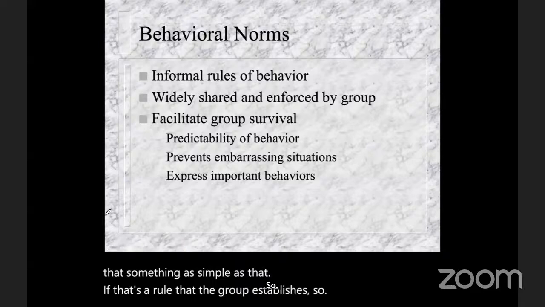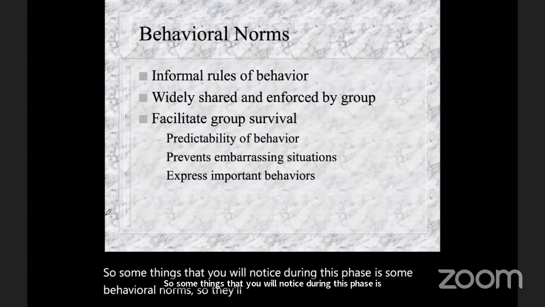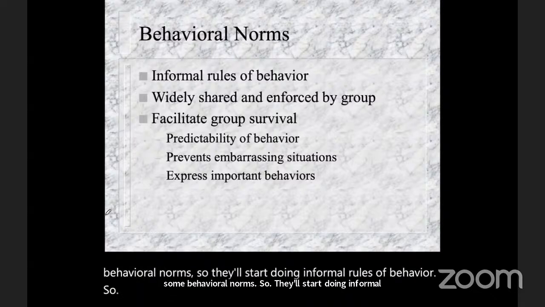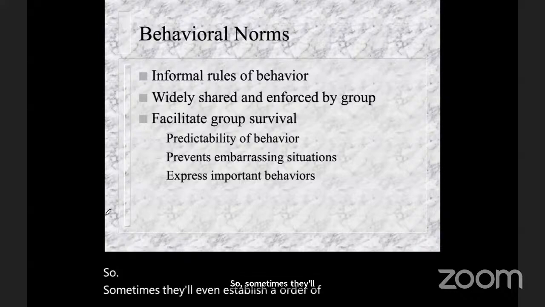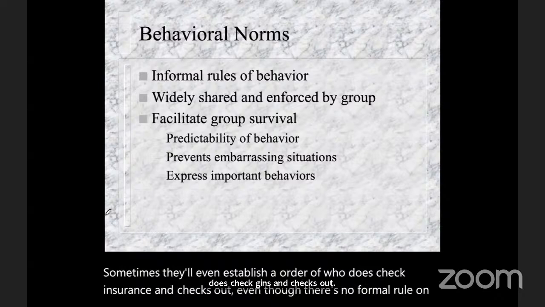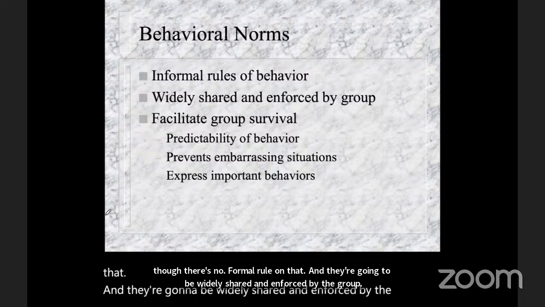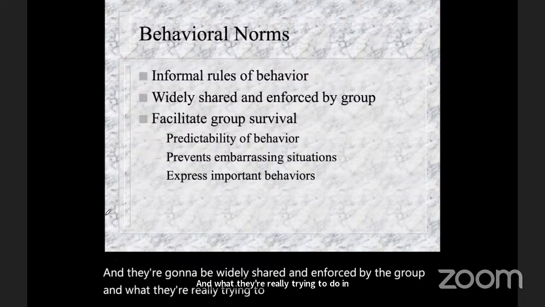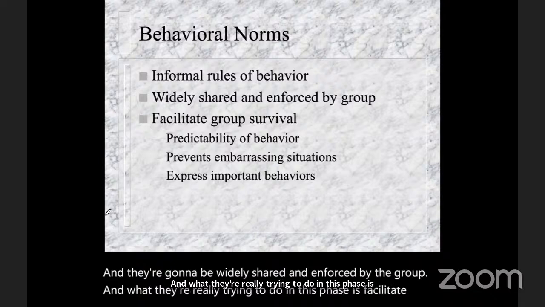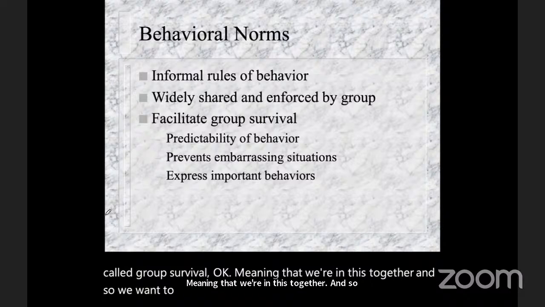So some things that you will notice during this phase are behavioral norms. They'll start doing informal rules of behavior. Sometimes they'll even establish an order of who does check-ins and check-outs, even though there's no formal rule on that. And they're going to be widely shared and enforced by the group. What they're really trying to do in this phase is facilitate what's called group survival, okay? Meaning that we're in this together, and so we want to make the group consistent.